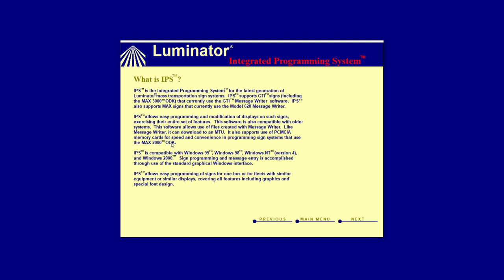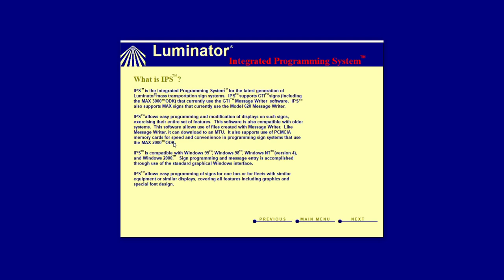The Max 2000 ODK, for those who don't know. Okay, so you have the ODK. Damn, I wish I could edit pictures into this. But yeah, so you have the Max 2000 ODK. It has a green vacuum fluorescent display and then a keypad, but not the card slot. The Max 3000 ODK has the card slot. So that'll be the main difference.